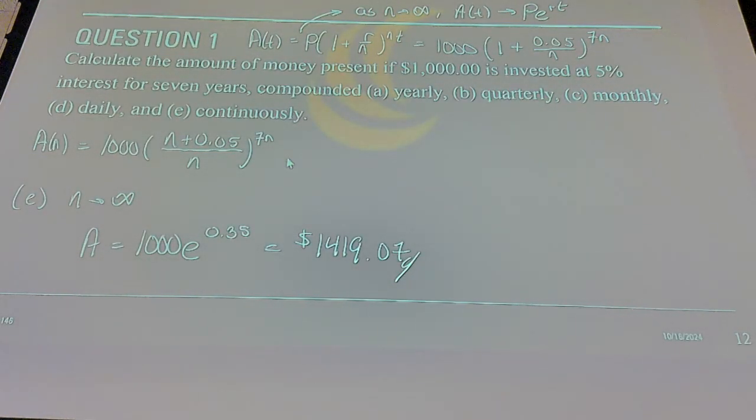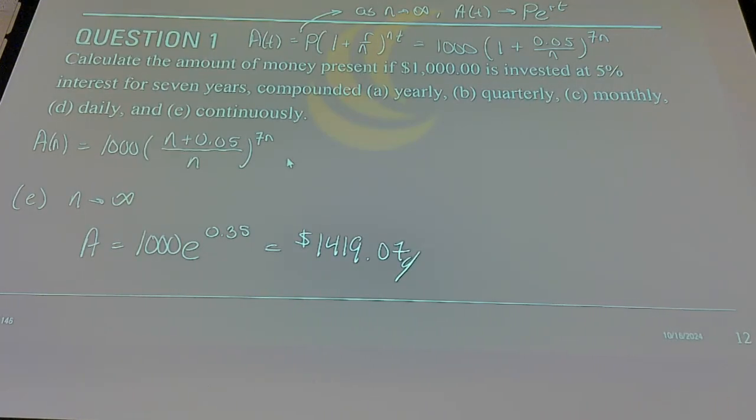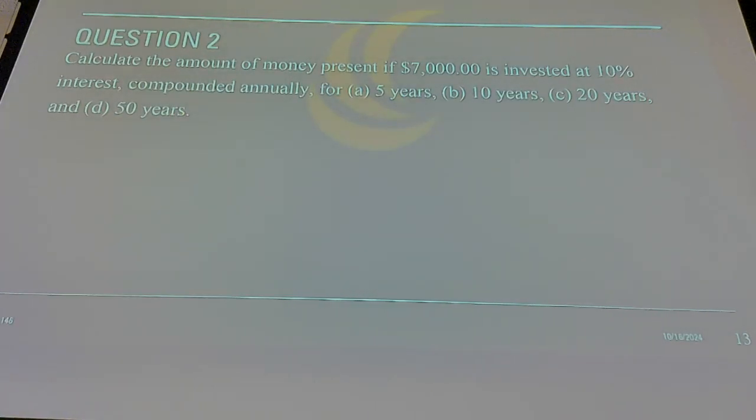Which was a whole whopping 4 cents more than daily over 7 years. So honestly, well, yes, the number of compound periods per year dictates how much you get, so obviously the more compounds per year, the better off you are. It's not really the biggest factor. What is the biggest factor? So glad you asked. Time, as this next example is going to show.